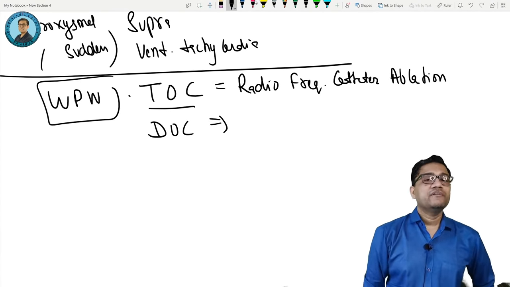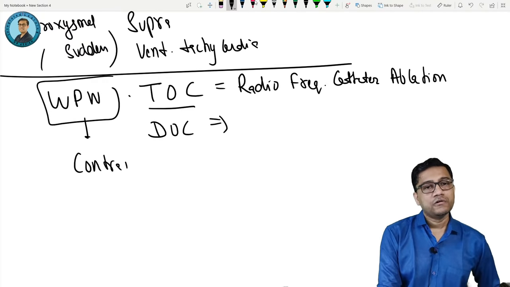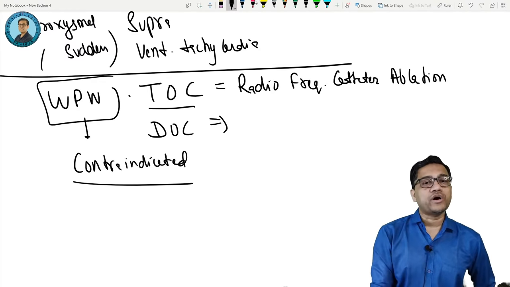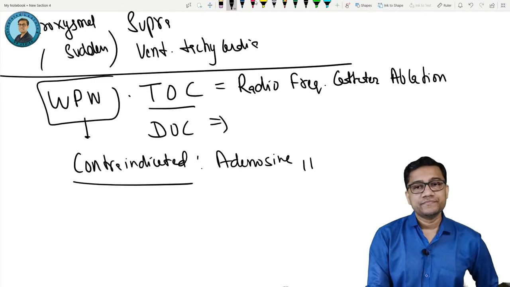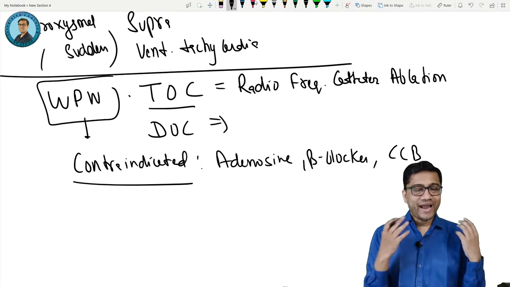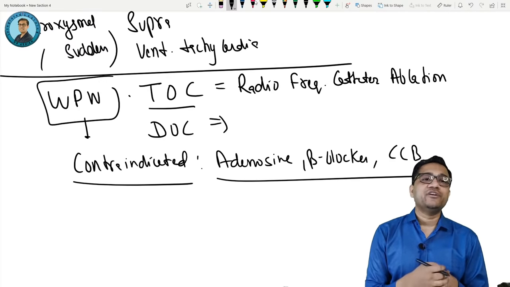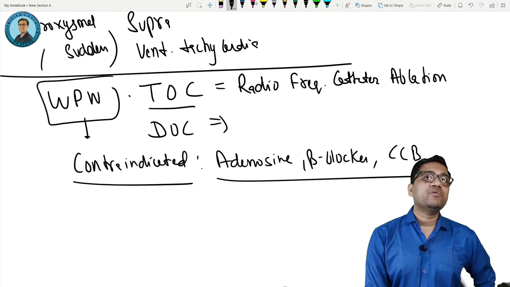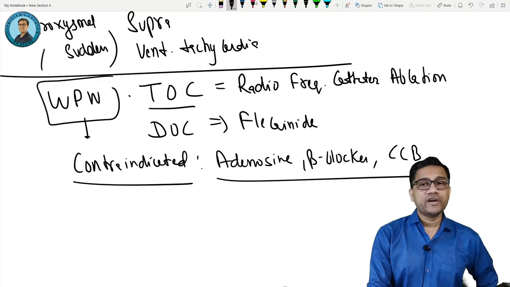Drug of choice is what? First, we do not give drugs like adenosine. What is contraindicated? We don't want the AV node to be blocked. So we don't give any drug which is a nodal blocking agent. That's why we don't give adenosine. Clear? So adenosine, beta blockers, and CCB, these three are not used. Why? Because if they block the AV node, it can create a very high rate of ventricular activity. So in Wolf Parkinson White, to prevent this, we don't give these. Otherwise, it can cause ventricular tachycardias. Okay, clear? So what is the drug of choice? Flecainide. If not available, we can use procainamide.